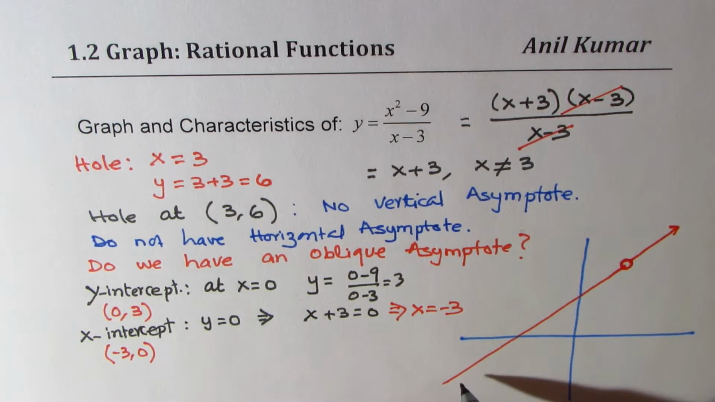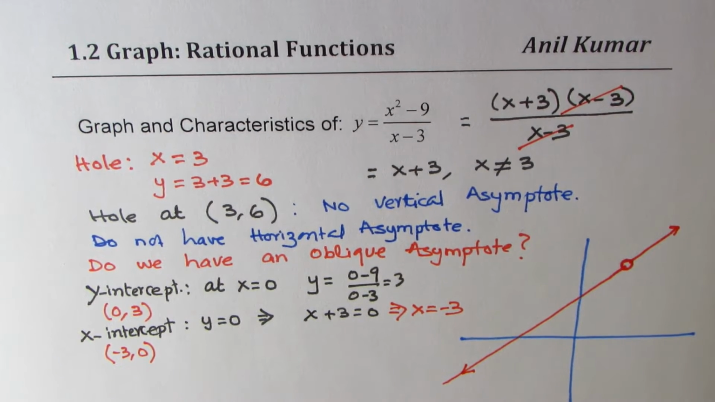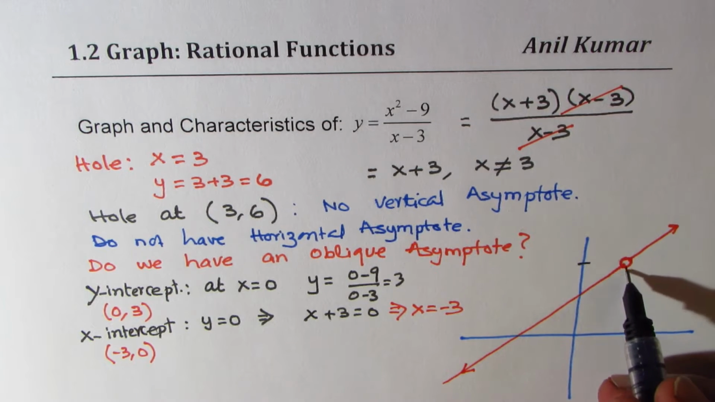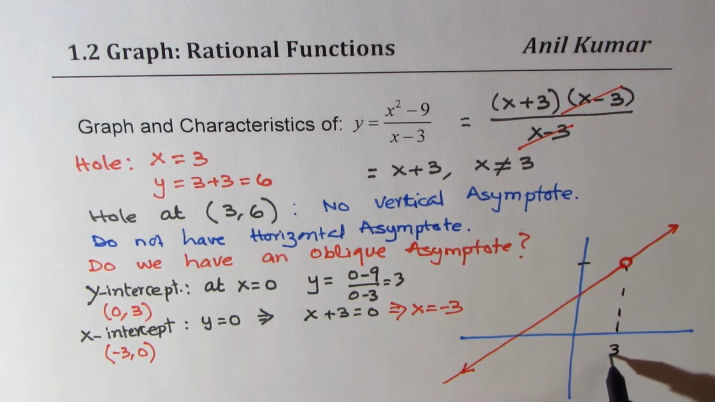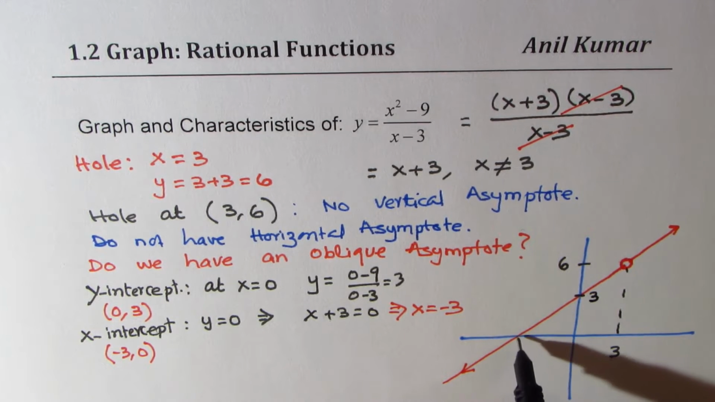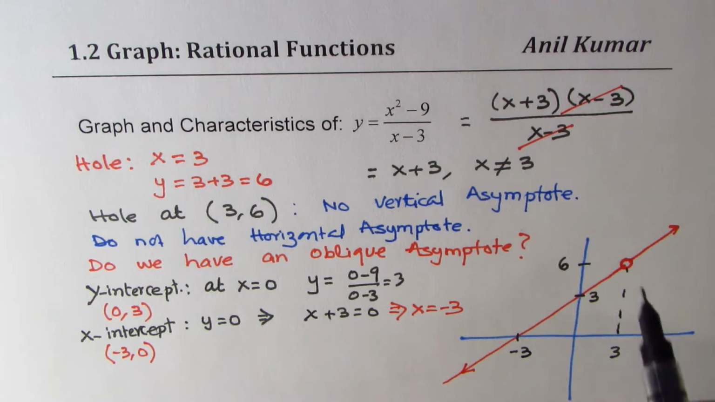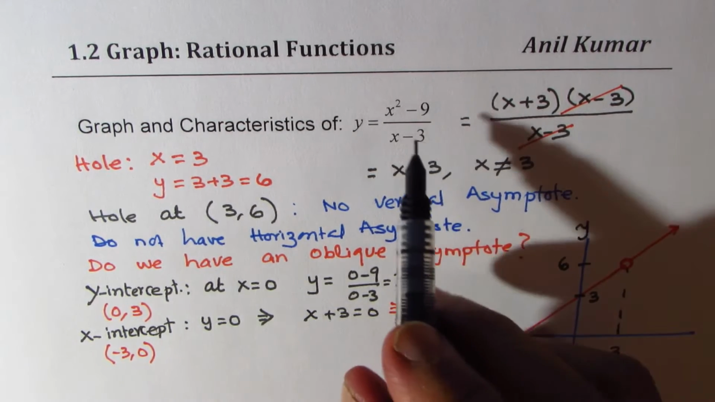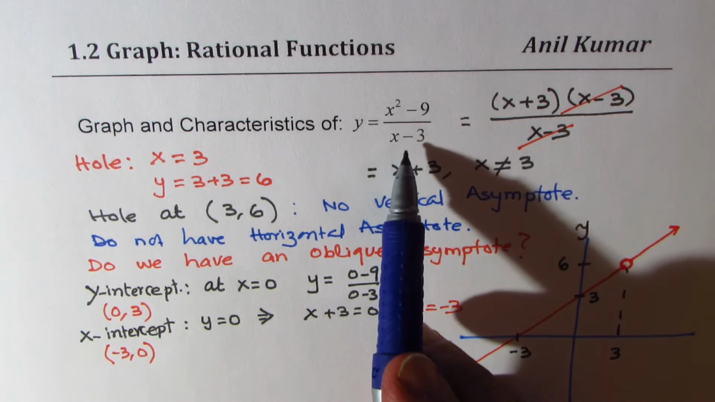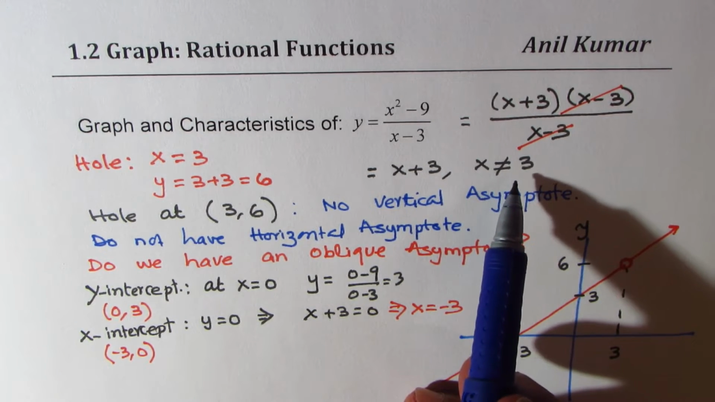Does that make sense to you, right? So that is how we are going to sketch our line. This point right there is at 3, 6. And these intercepts are at 3 and minus 3. And that is our function y equals x squared minus 9 divided by x minus 3. Now once you get your function, it's good practice to write domain and range. Perfect. You could have written right there that the domain does not include 3.